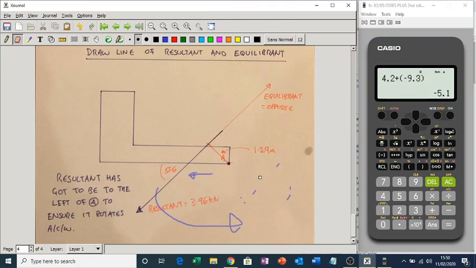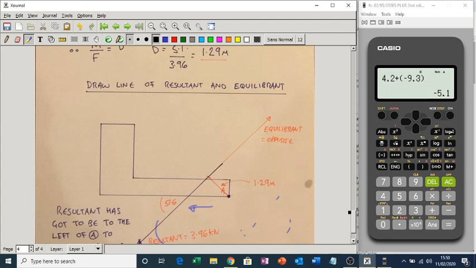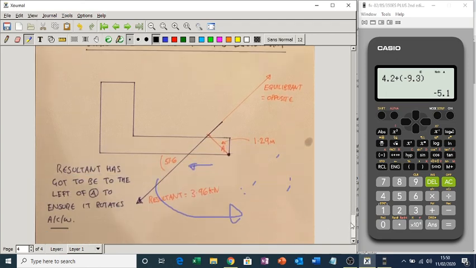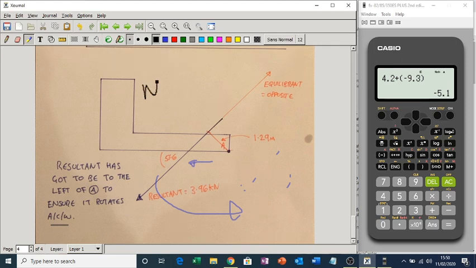It can't be this side because that would then tend to make it go clockwise. So the resultant has got to be to the left of A to make sure it goes anti-clockwise, because we know it's going to go anti-clockwise because we've worked it out. And then that perpendicular distance is 1.29, 90 degrees from there, not to scale. That's the resultant force, and the equilibrant you can just draw equal and opposite the other way. So it's going to be the same angle in there, but a different force going in the opposite direction. So that would be the equilibrant.